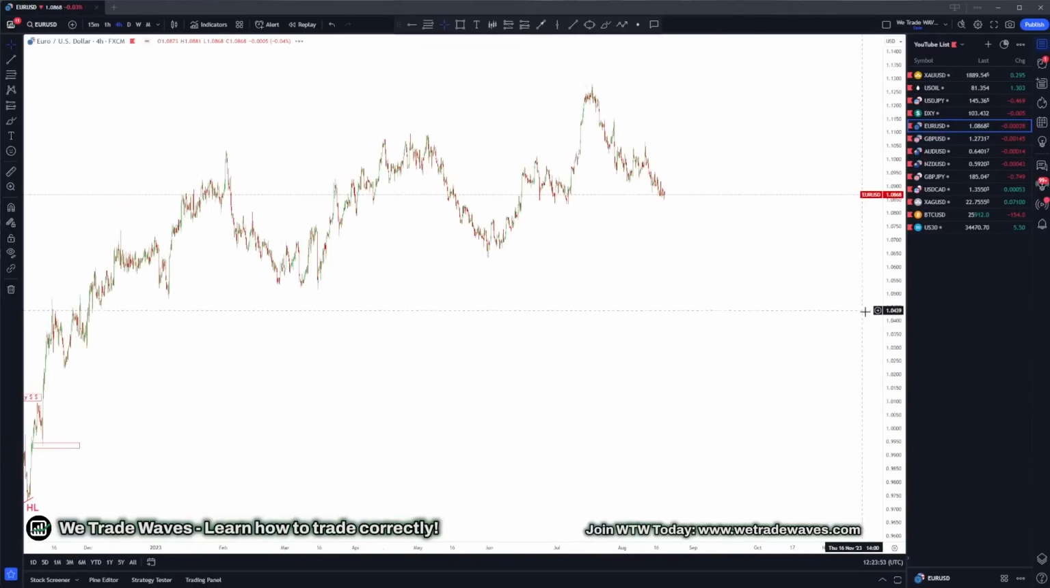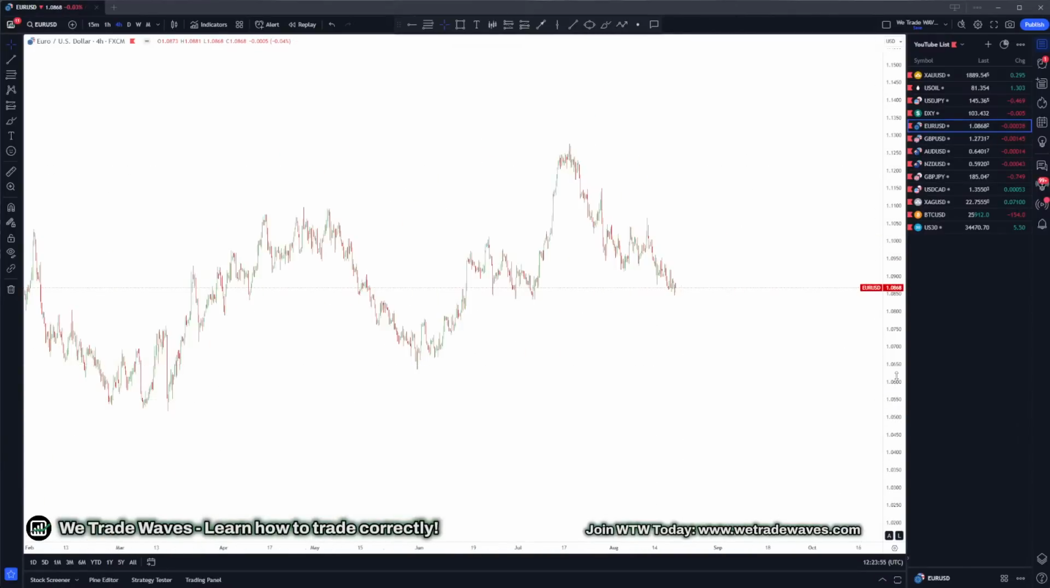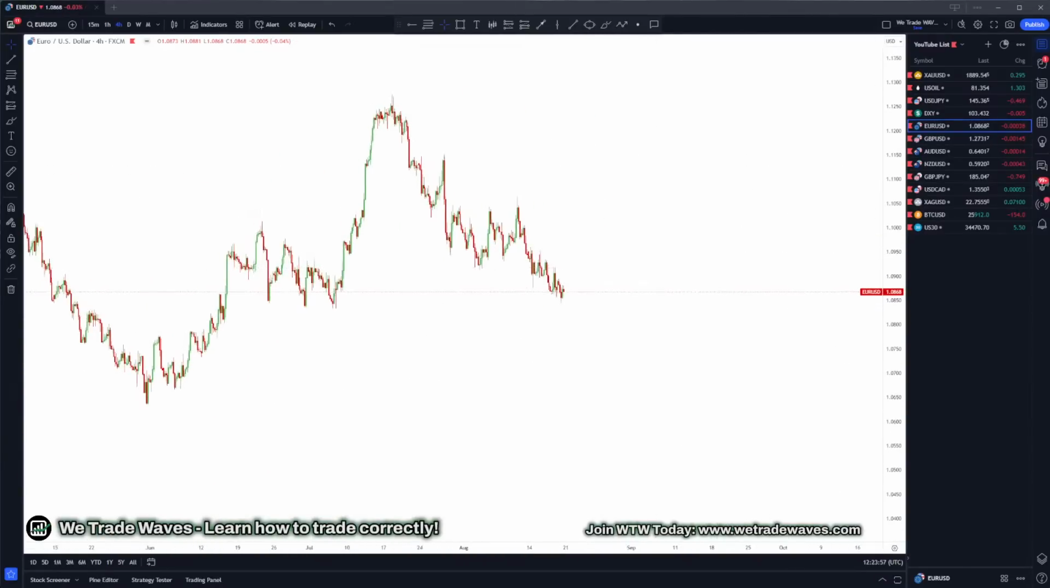Euro dollar, for this one, market has fallen. After this complete corrective structure, we've got the drop. Corrective structure drop, corrective structure drop. What's next, Alan? I'm expecting market to fall more. To where? Under these lows minimum.